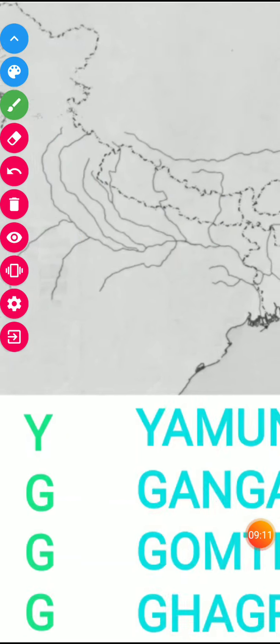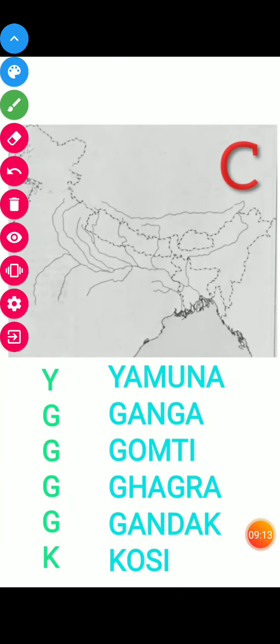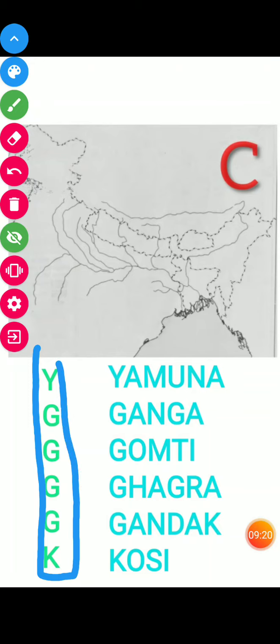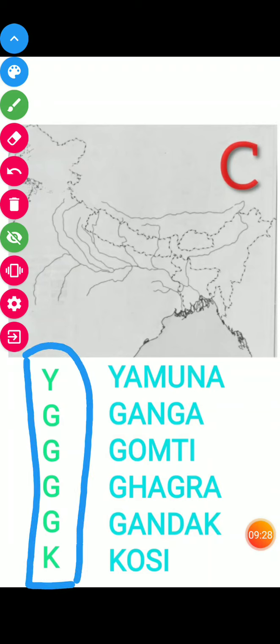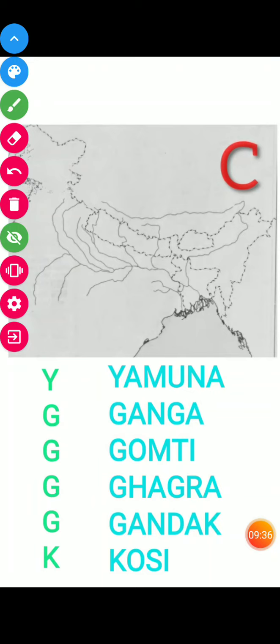So the abbreviation for these 6 rivers is YGGGGK. So this is, as I told you, going to be quite a confusing part of the rivers map. No problem, we have a solution for every problem.